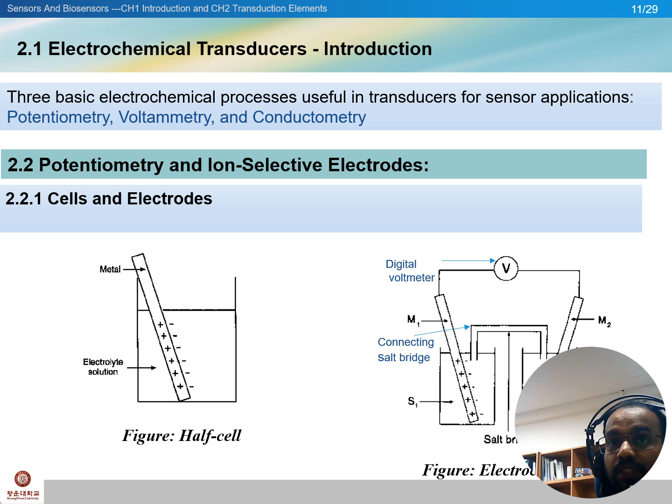The first figure is the half cell of potentiometry, whereas the second figure shows the complete cell of potentiometry. In the half cell we only see the solution, electrolyte and the meter, but for the complete cell there should be two electrodes and the solutions, and both solutions are connected through a bridge, that is the salt bridge.